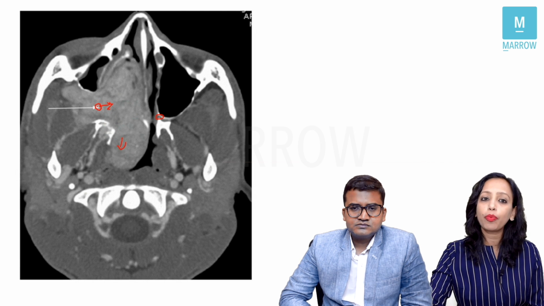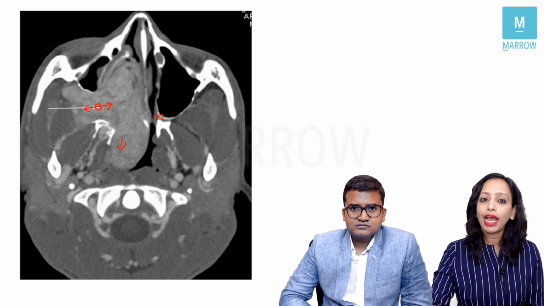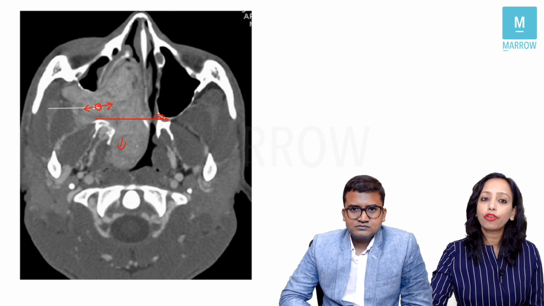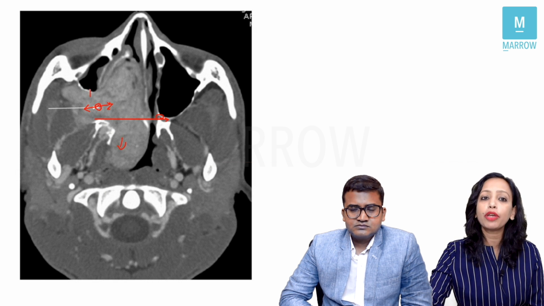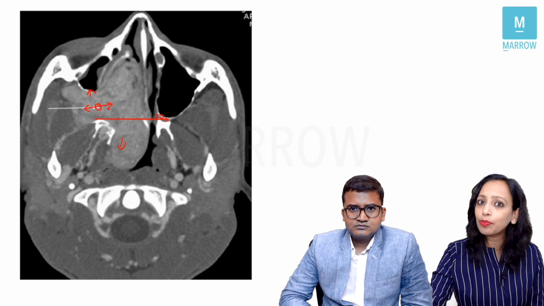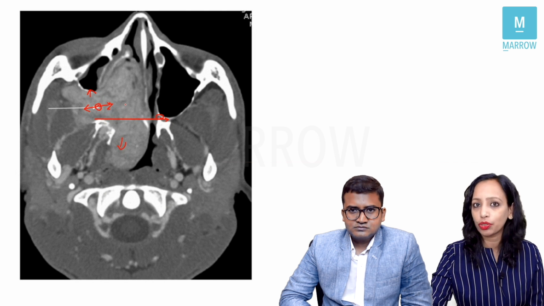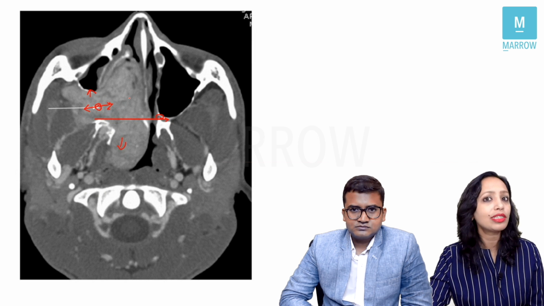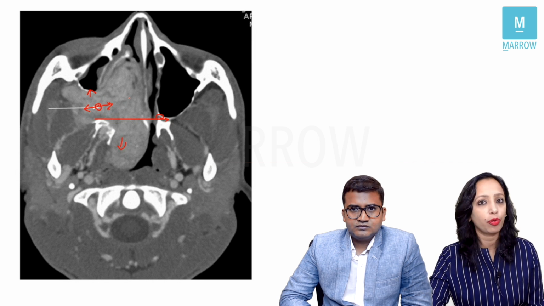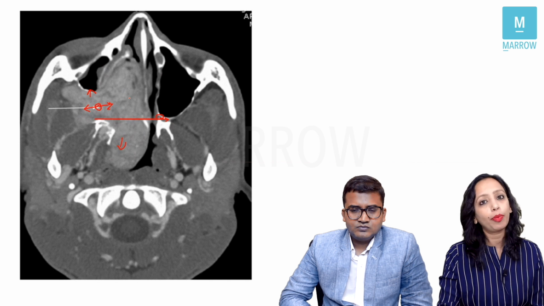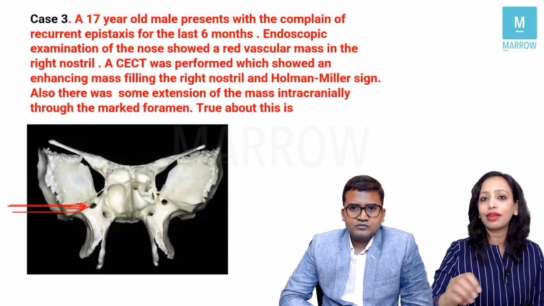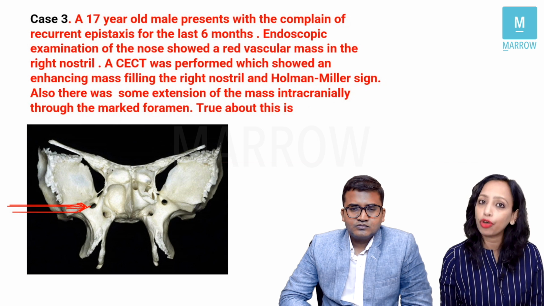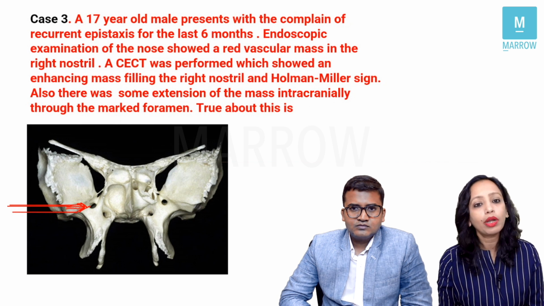And laterally from the sphenopalatine foramen, it is going into the pterygopalatine fossa, as we can see here. It has completely filled the fossa, pushing the posterior wall of antrum anteriorly. And this pushing of posterior wall of antrum anteriorly is what is known as Holman-Miller sign or antral sign. And this is diagnostic of angiofibroma. So this is a case of angiofibroma that we have here. But yes, what is not asked is the diagnosis. What is asked here is true about the marked foramen. So, sir, can you tell us what this foramen is?